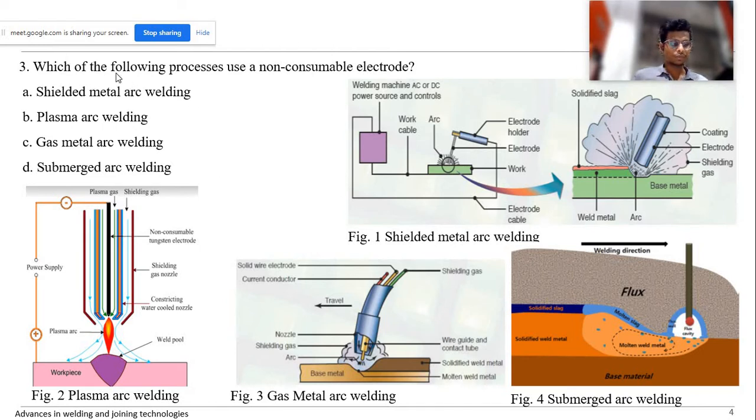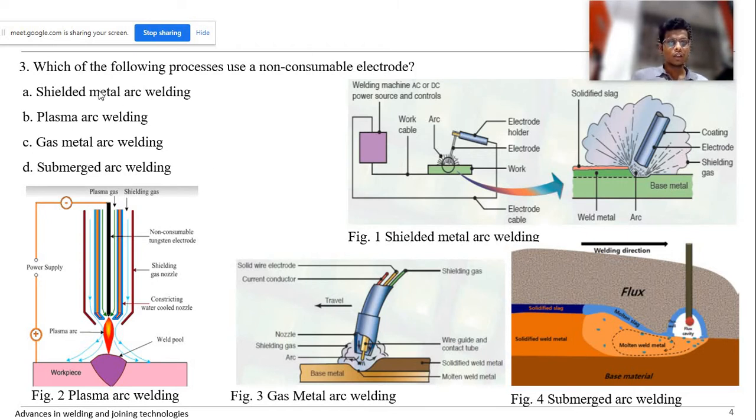So, which of the following processes use a non-consumable electrode? So the question is non-consumable electrode. What are the options? Shielded metal arc welding, plasma arc welding, gas metal arc welding, submerged arc welding. I think this question is very straightforward. Can anyone guess the answer in the chat box? I'll wait for 1 minute. If I don't get any response, then I'll explain the answer. Vivek has mentioned B. Yeah, Vivek, it's correct.